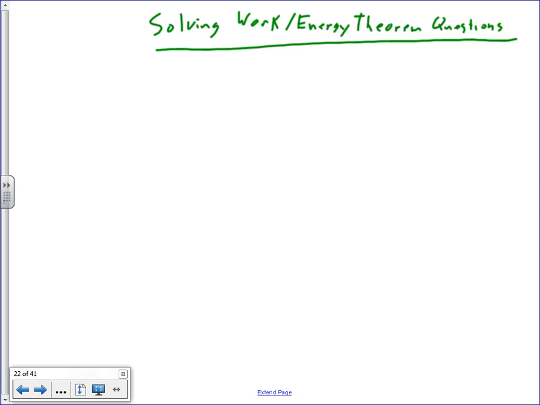Okay, so there's a couple of things, guys, we have to realize when we're coming across a work energy theorem question. There's kind of a checklist that you want to go through that'll enable you to be as successful as possible when you're dealing with one of these. First thing is always to do what when you encounter one of these questions? Write down your givens.